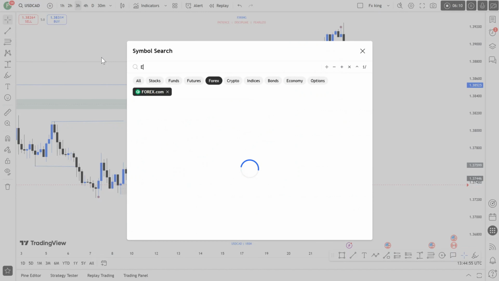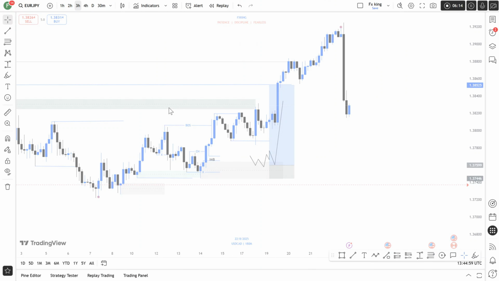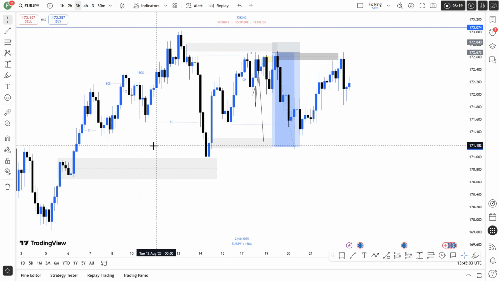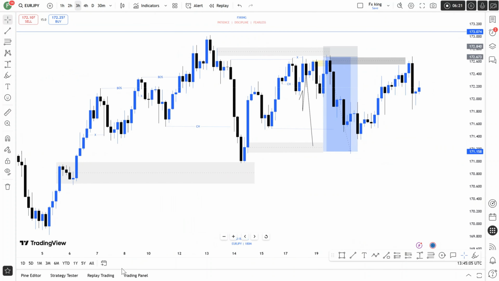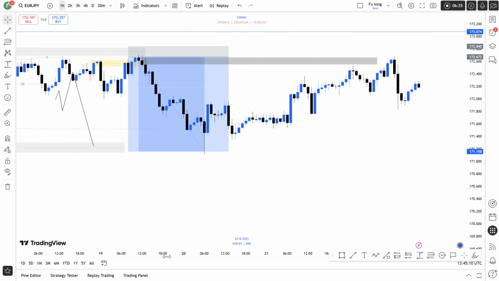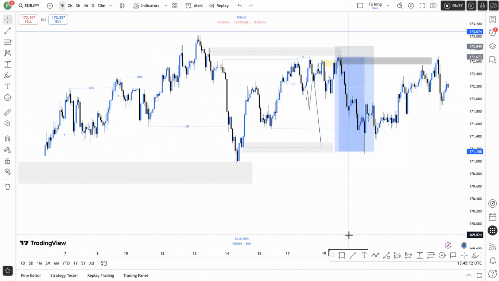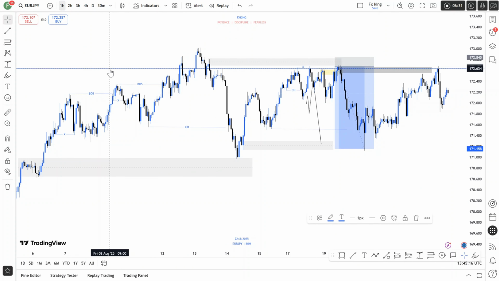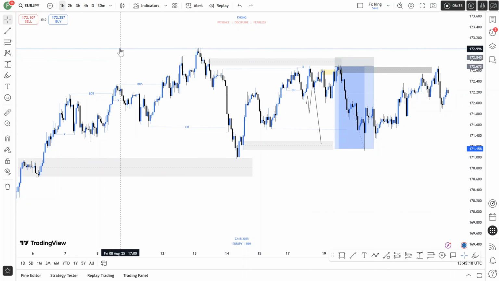Now coming back here, Euro JPY. Okay, so this was the setup. This was my setup for Euro JPY, and let me show you exactly what I looked out for to get this trade. What's this line here for?